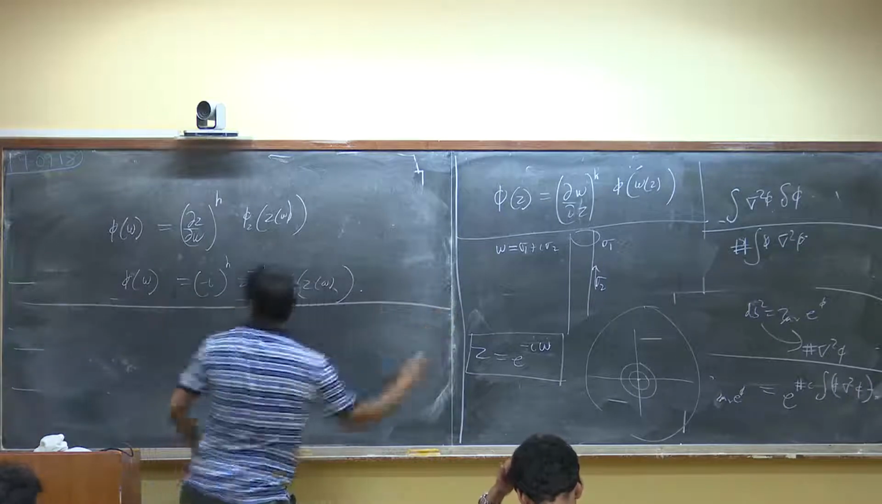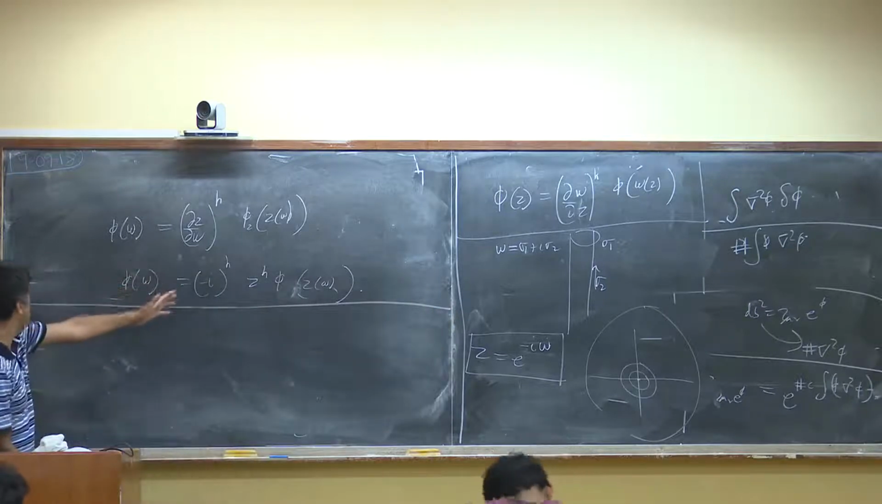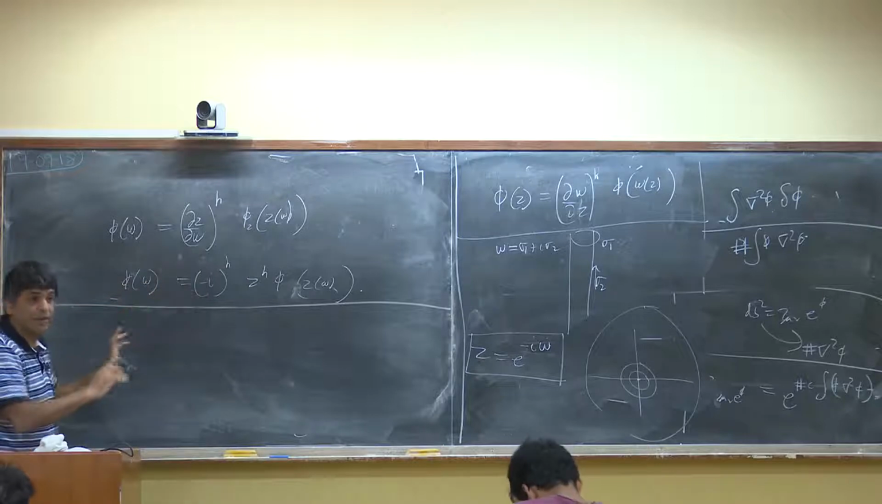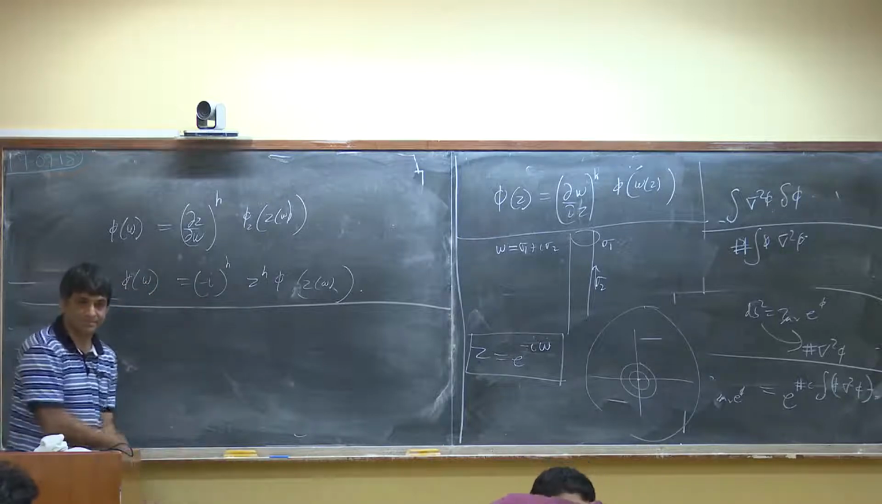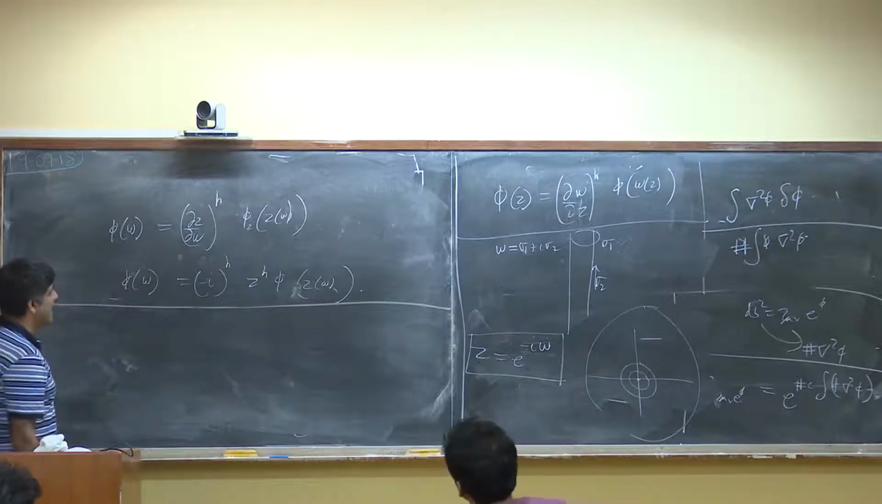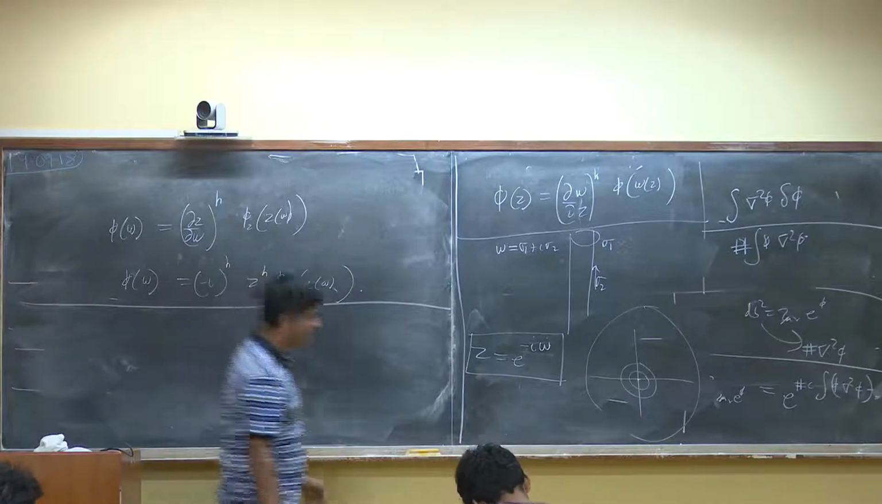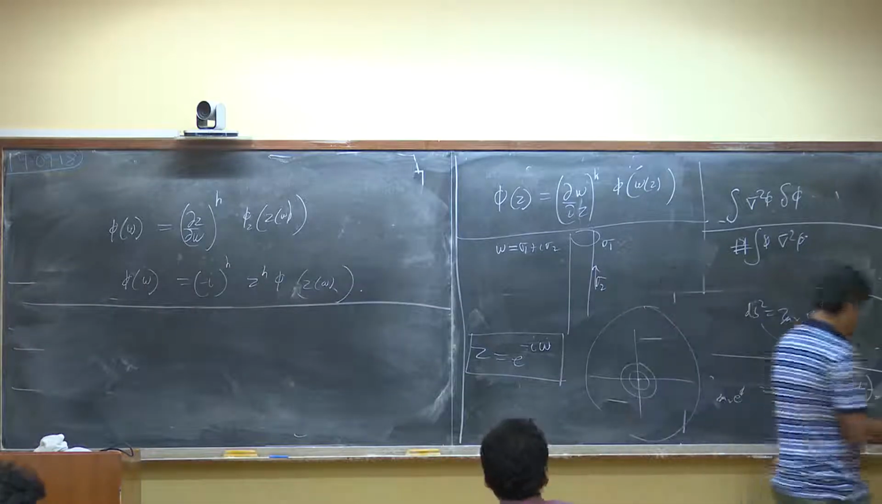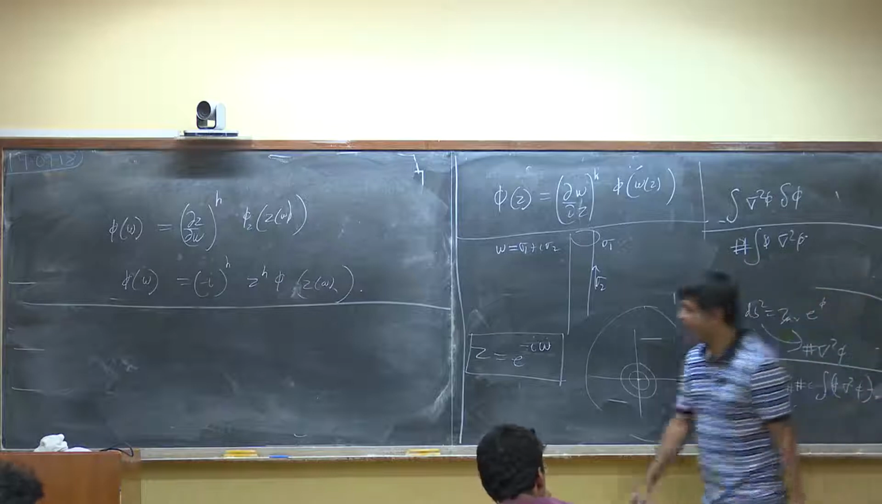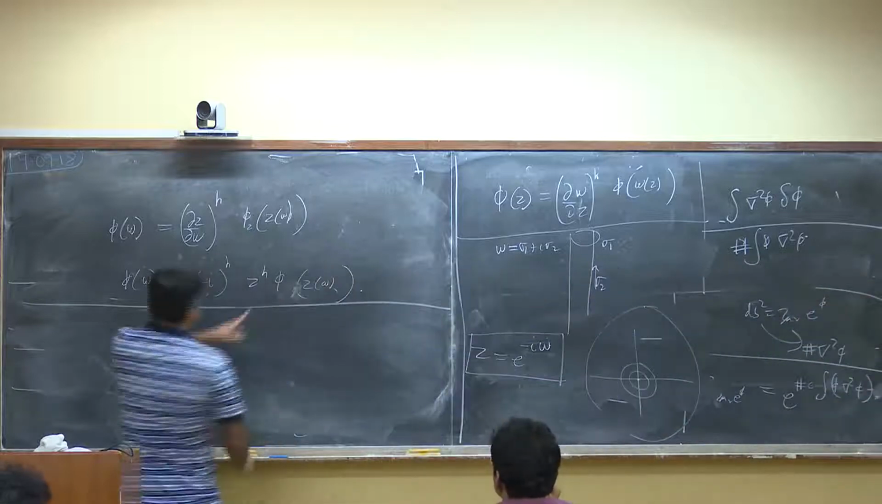Very good. Okay. So now this is the transformation of our field under this particular map. Now let's see. Suppose we had an expansion of phi.